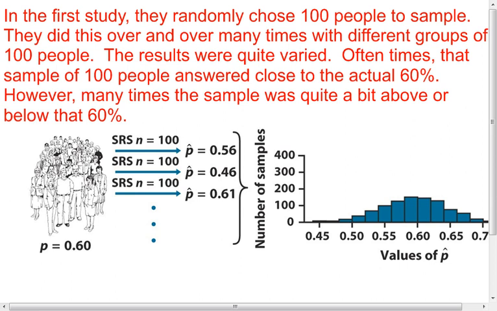So what this graph shows you is they sampled different groups of 100 people many times over and over again. Okay? And lots of those times, those samples of 100 people were really close to 60%, but they had several groups of 100 people that were way off that 60%. Many groups that were way off that 60%. And that's what happened when they sampled groups of 100 people at a time.